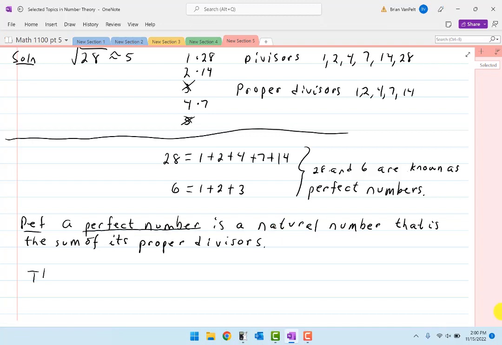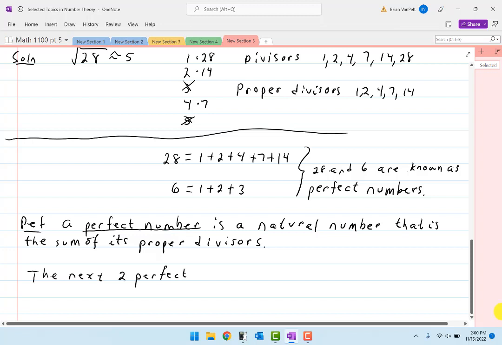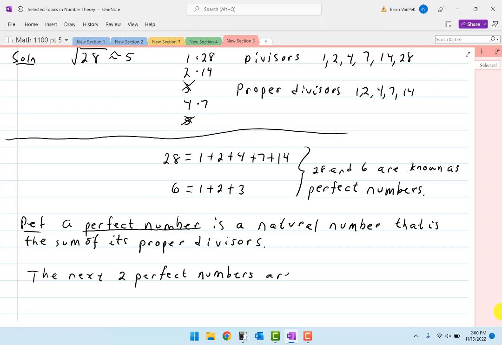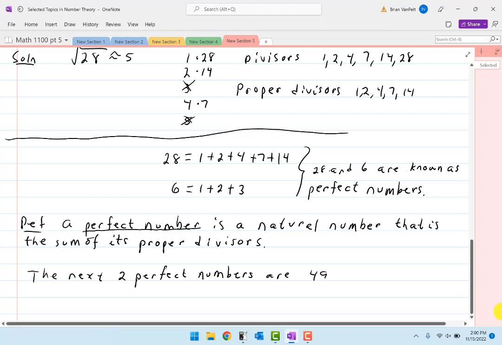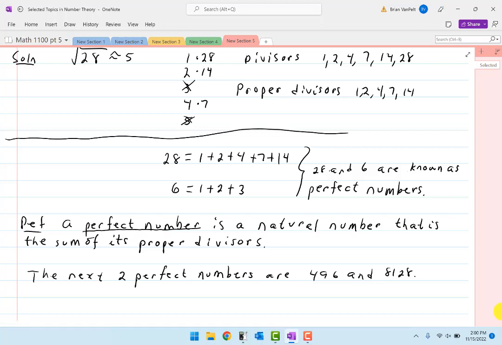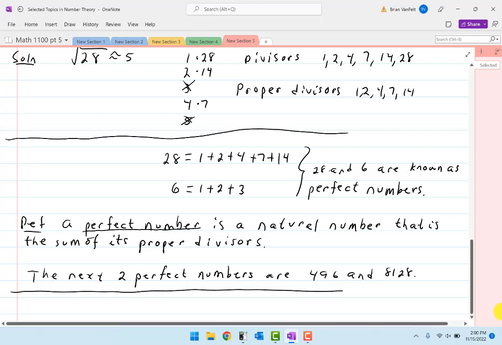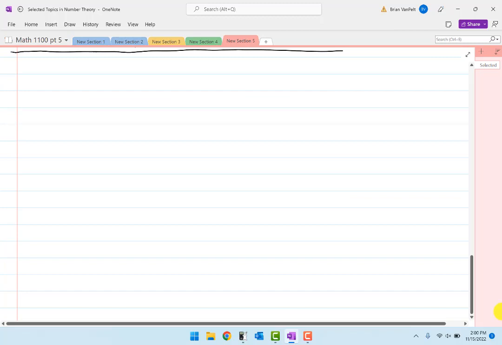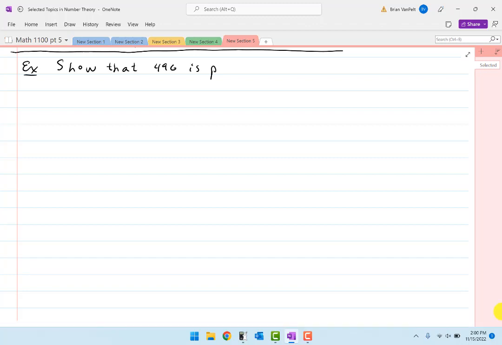The next two perfect numbers are 496 and 8,128. Show that 496 is perfect.